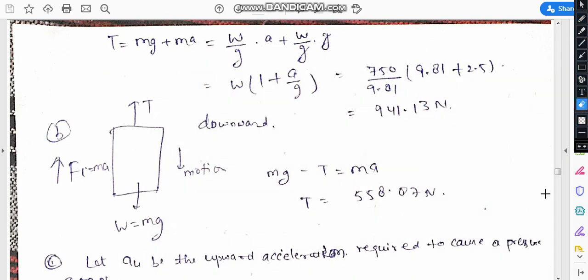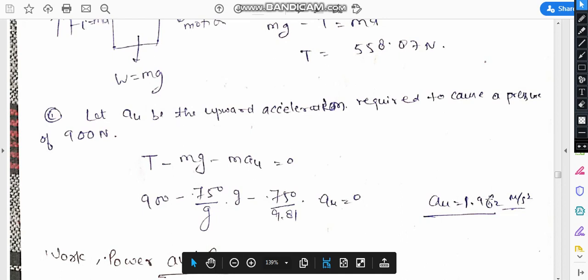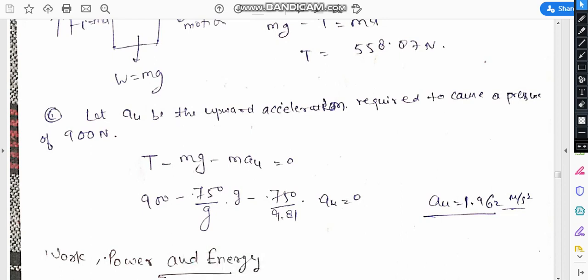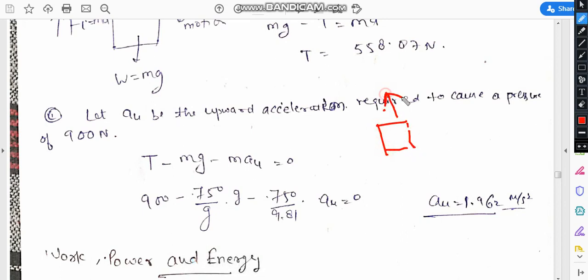Okay, now the second part of the question is that if 900 Newton pressure is to be exerted on the floor, then with what acceleration should the lift move upward? Work out a solution using D'Alembert's principle. So in the case of D'Alembert's principle, the net force on this object is 0.